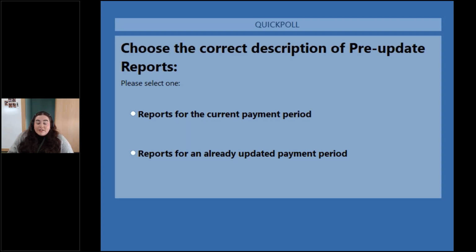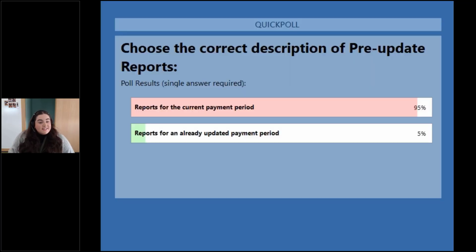So choose the correct description of pre-update reports. Are they for the current payment period? Or are they for already updated payment periods? Great, I can see most of you have voted. I'll leave it open about 10 more seconds. Fab, and I'll just close that down now and share those results.